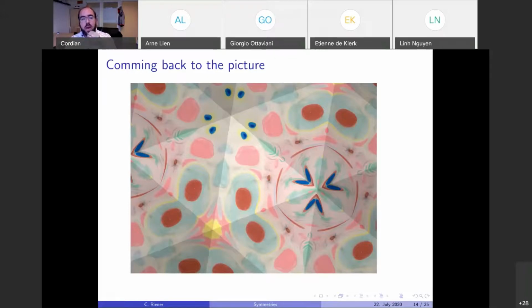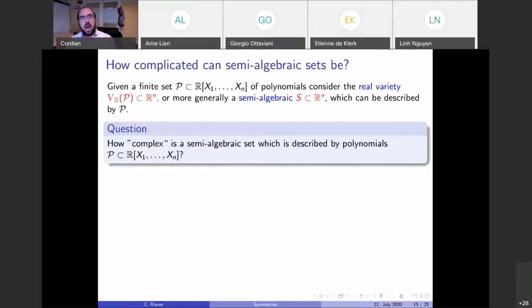Namely, I want to ask, how complicated can sets look like that are defined by polynomials, in particular by symmetric polynomials? So what kind of picture can we get, and what kind of picture can we get in the interior of this fundamental domain, this orbit space? So how complicated can a semi-algebraic set be?